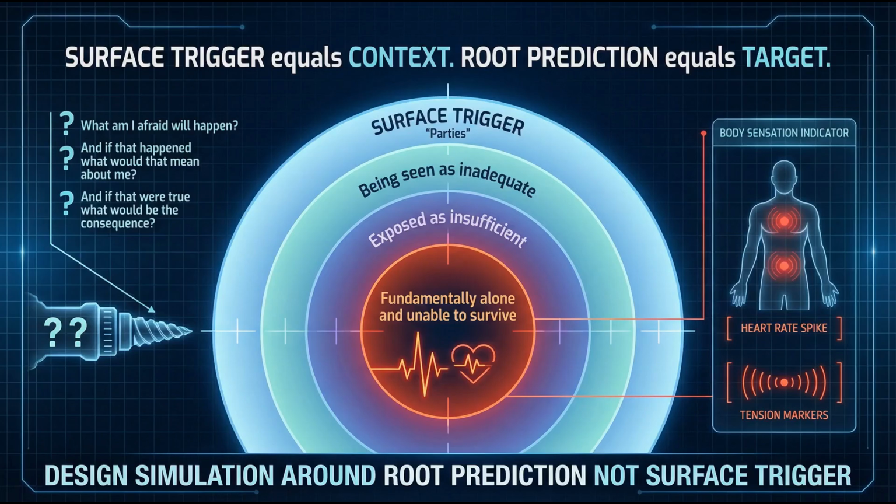Failure mode 5, targeting the wrong pattern. This is the most important failure mode and the hardest to detect. You might be running perfect simulations with full emotional engagement, adequate repetitions, dominant resolution, and still see no change, because you're targeting the surface trigger instead of the root prediction. Your brain doesn't generate anxiety about specific situations. It generates anxiety about what those situations mean.